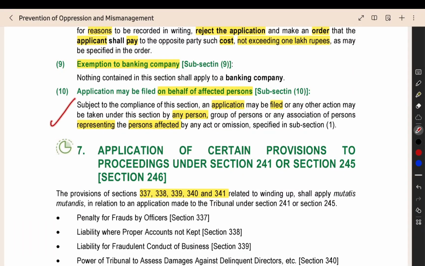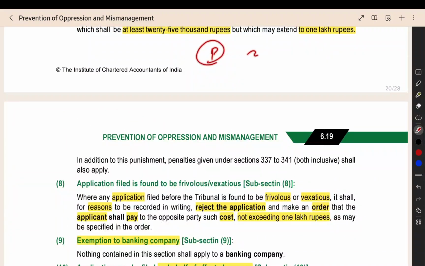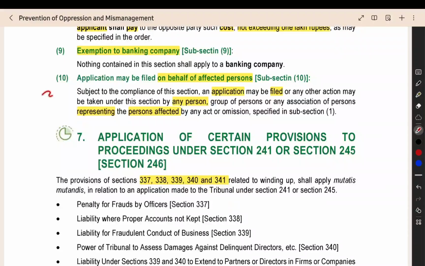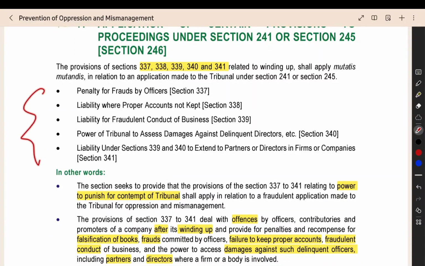Then the next point is, it is not necessary that just the person affected should come forward and do the class action. Any other person can also file the application on behalf of the person affected. It is not necessary that the same person should come and file the application. So that point they have given here. Then here they have given section 241 or 245. When you are making an application here, 241 is the normal application, 245 is the class action suit. If such an application is made, then this section also will be applicable here.